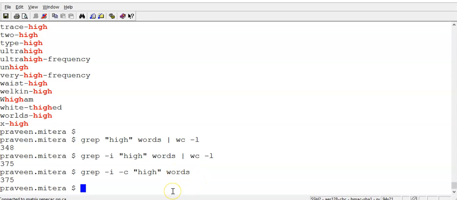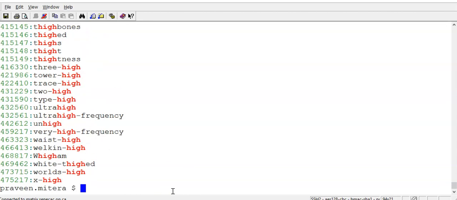The other thing we can do is use -N for number the line number. So now what it's going to do is, as it shows you the output, it also shows you which line it found it on. So this is on line 473,715. That's where this line occurs, and that's where it's finding the pattern we're looking for. So all of those options are useful.